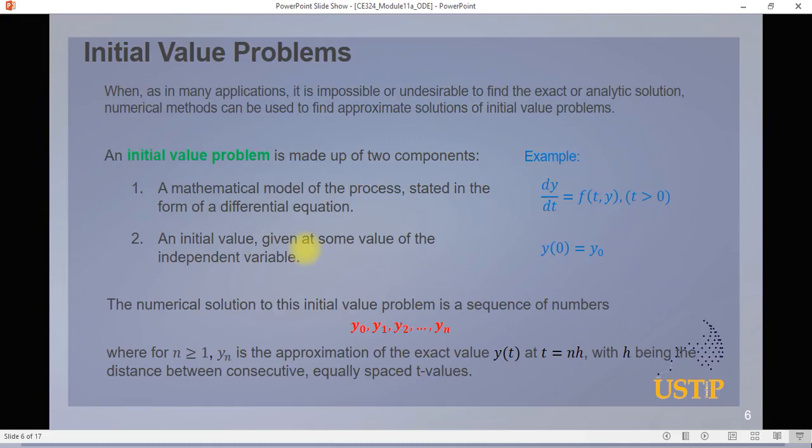So for n greater than or equal to 1, y sub n is the approximation of the exact value y of t at t equal to n times h, with h being the distance between consecutive equally spaced t values. So in every step, h is the same. For each step, n is the step value, and t is a certain value of x. Y is a function of t.